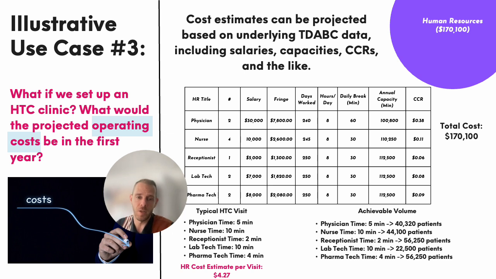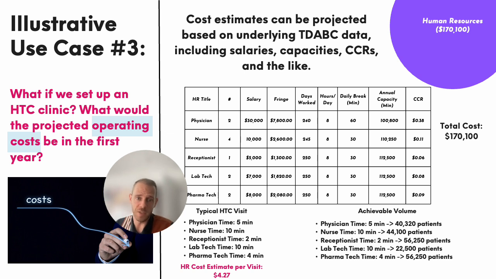For example, we might know that the typical physician has a salary of about $30,000 per year, as well as fringe benefits of about $7,800. We also know what the capacity of each of these different roles happens to be. For example, the average physician has about 100,800 minutes per year available to interact with individual patients. That comes into play when we're making hiring decisions at our new facility.